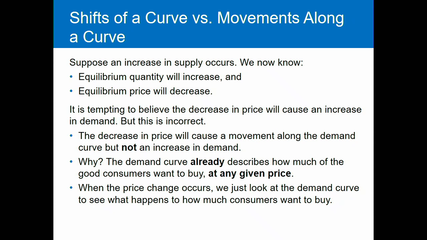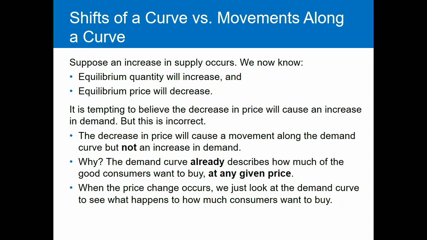Okay, so to end, we'll talk about shifts in a curve versus movements along the curve. If there's an increase in supply, we know that the equilibrium quantity is going to increase and the price is going to decrease. That's the effect of moving the supply curve. So it's easy to get our language messed up and say that the decrease in price will cause an increase in demand, will cause the demand curve to shift as well. But that's not true. The decrease in price will cause a movement along the demand curve. Remember we talked about this last class, the difference between movements along the curve and moving the curve itself.